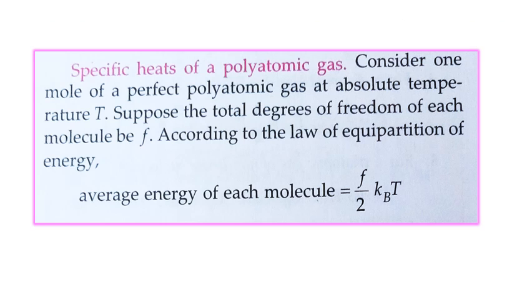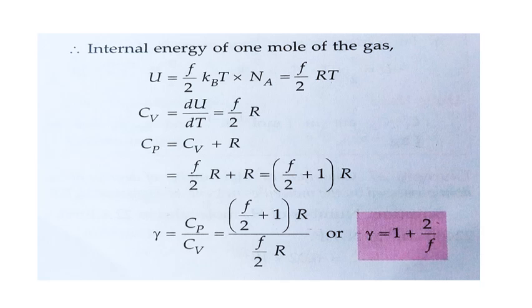Similarly, if we have to find the general formula, let us suppose we have a polyatomic gas and the degrees of freedom are F. Then the average energy of each molecule will be F by 2 kBT. Then the internal energy will be F by 2 kBT into N, meaning F by 2 RT. And the value of Cv will be dU by dT, that means F by 2 R. By using Mayer's formula, Cp is equal to Cv plus R, you will get Cp equal to (F by 2 plus 1) into R. And the value of gamma will be 1 plus 2 by F on solving.